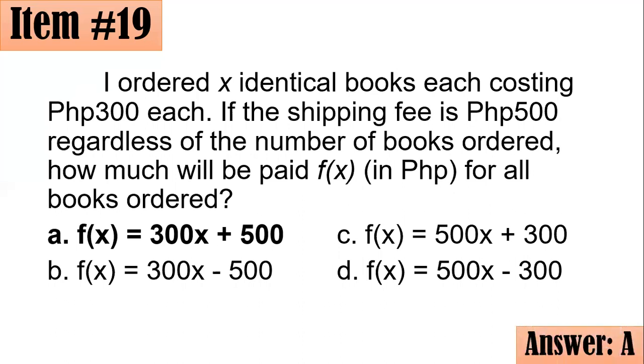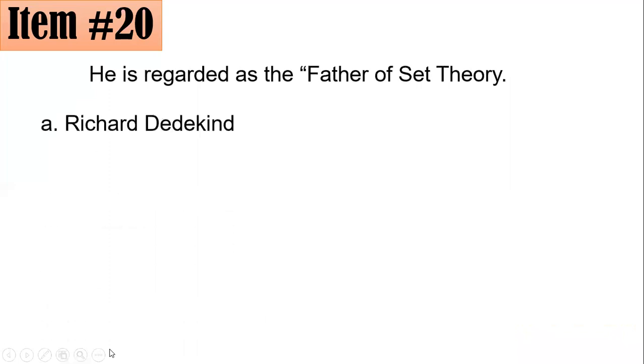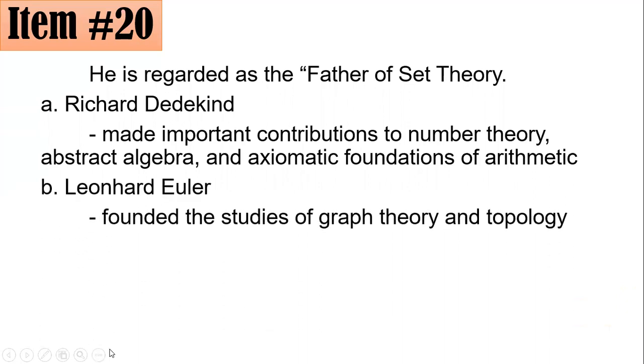Number 20. He is regarded as the father of set theory. Is he Richard Dedekind, Leonhard Euler, Carl Gauss, or George Cantor? The correct answer here is, we'll see, it's not Richard Dedekind actually. But Richard Dedekind made important contributions to number theory, abstract algebra, and the axiomatic foundations of arithmetic. He is famously known for his Dedekind cut, which is used in real analysis. Leonhard Euler is not the answer as well, but he founded the studies of graph theory and topology.